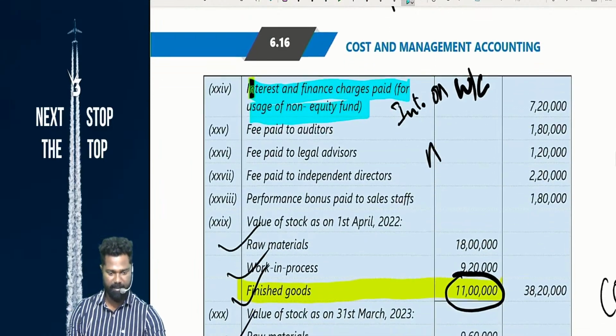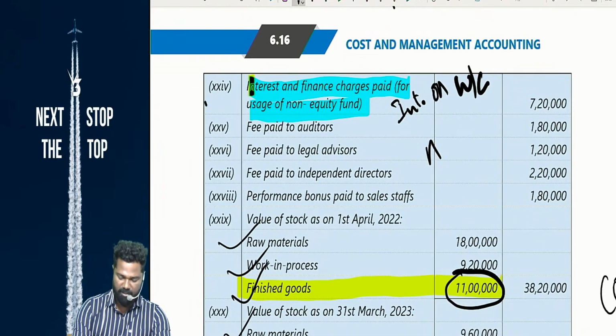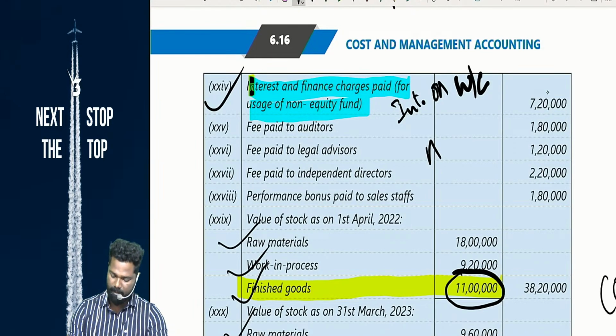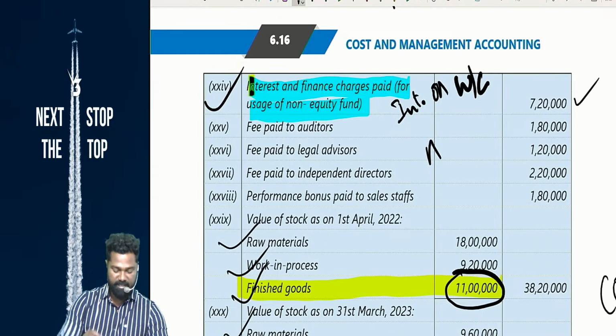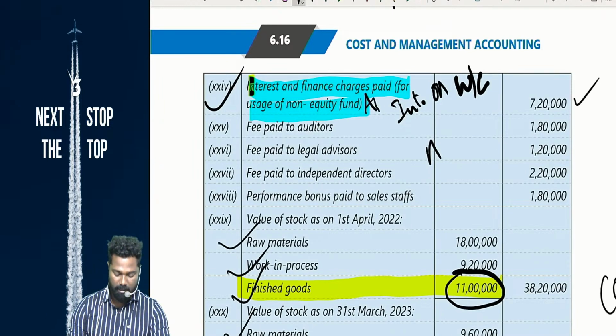Come back. Interest on this is also coming. How much is the amount? 7,20,000. Fees paid to auditor should come or not? Yes. Where will it come? Take the administration overhead bracket, general. This is also AOH general.